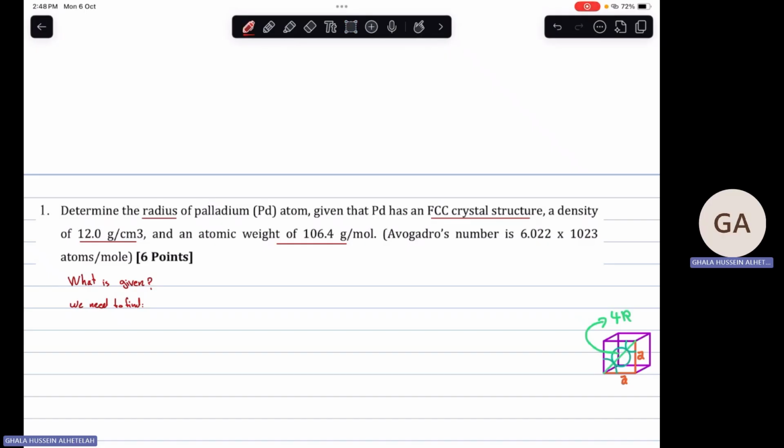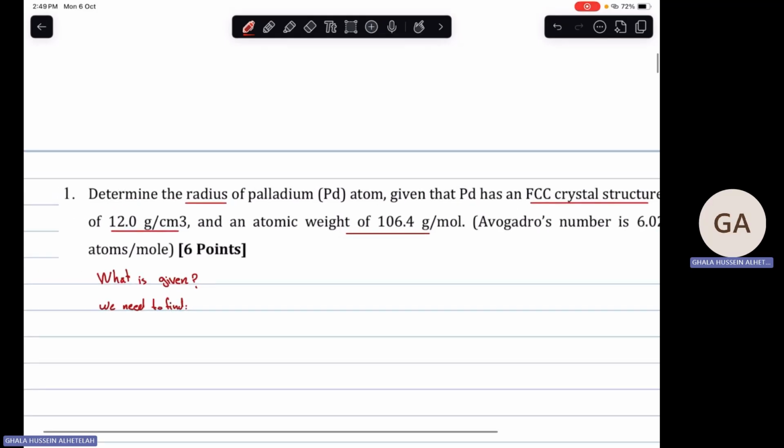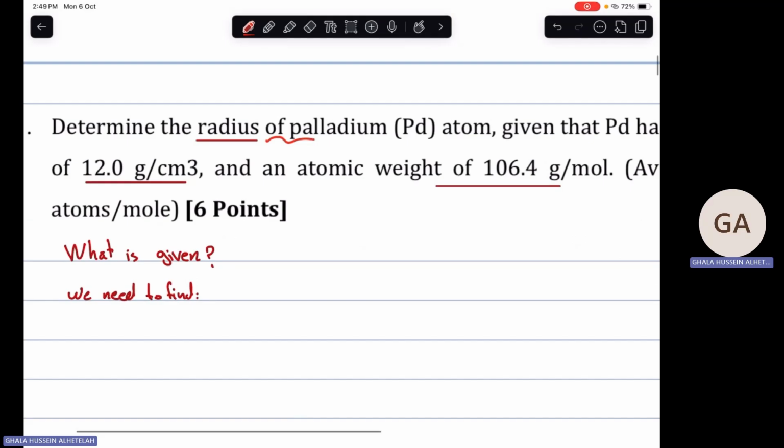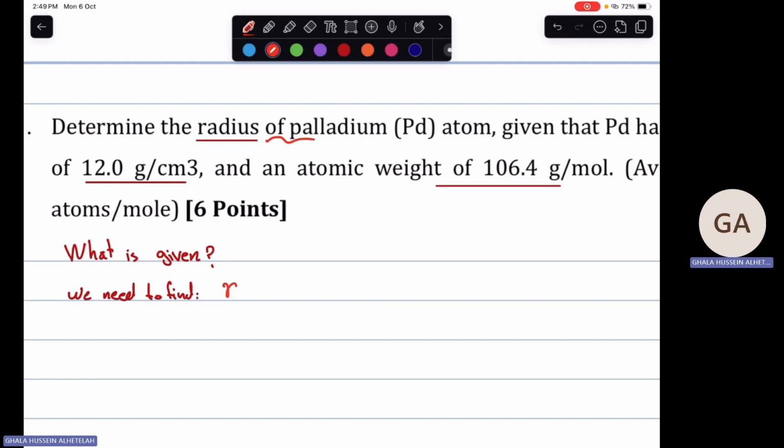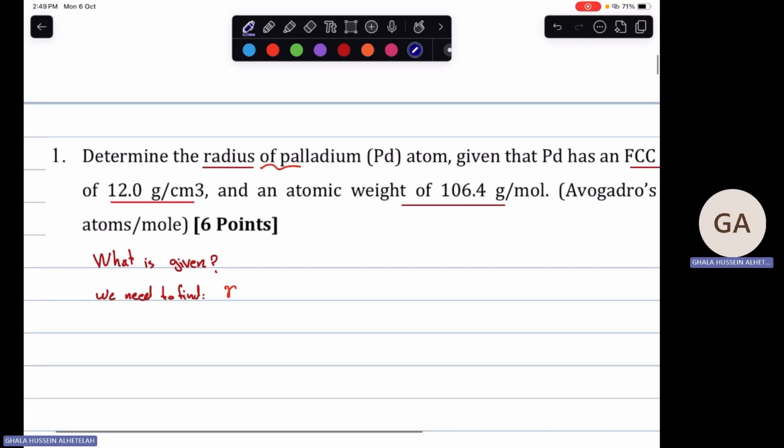And also he said that the density is 12 gram per centimeter cube and the atomic weight is 106.4 gram per mole. And he gives us also the Avogadro number. So what does he need? Determine the radius of the palladium. So we need to find the radius. And also let's analyze what he gives us in the question.